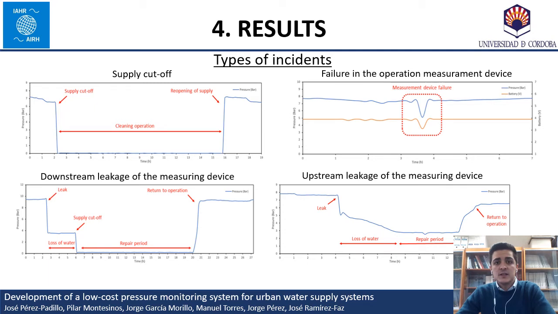The third case shows the pressure evolution in a leak located downstream of the pressure measuring device. The sudden drop in pressure shows that a leak has occurred. The next period is critical due to the loss of water. The longer this period is, the more water will be lost in the leak. Once the pipe is repaired, the pressure will return to the optimum operating range. The fourth type of incident is like the previous one. In this case, the leak is located upstream of the measuring device.